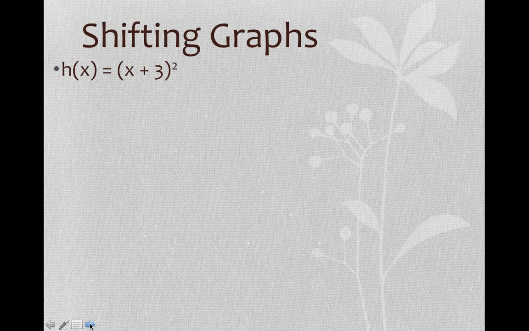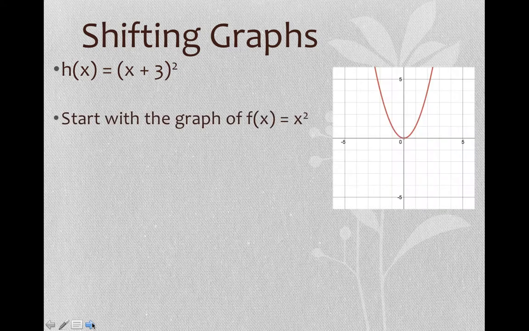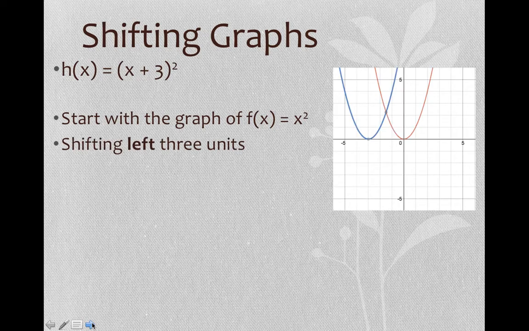If we have h of x equals (x plus 3) squared, that quantity squared, then the plus 3 is on the inside of the function. Well, inside the function does the opposite of what we think, so this is going to be a shift 3 units to the left, starting with the original function and shifting 3 units to the left.